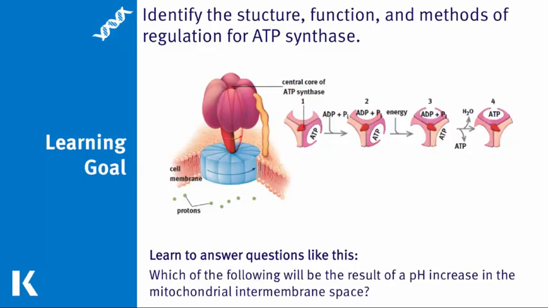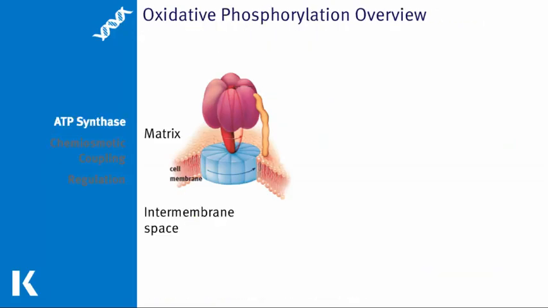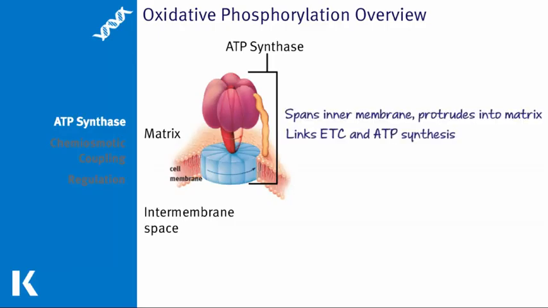If you achieve your learning goal, you'll be able to answer questions like this one about the effect of changing pH in the mitochondrial intermembrane space. Oxidative phosphorylation is a super complex process that eventually results in the production of ATP and metabolic water, and ATP synthase plays a huge role in that production. ATP synthase is the gatekeeper to producing ATP. It's a protein complex that links the electron transport chain with the final ATP product. The MCAT likes to ask about locations of stuff, so keep in mind that it spans the entire mitochondrial membrane and then sticks out into the matrix.